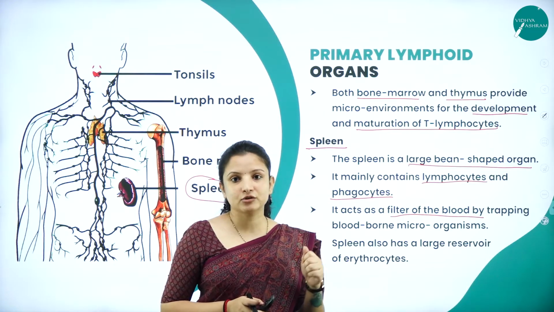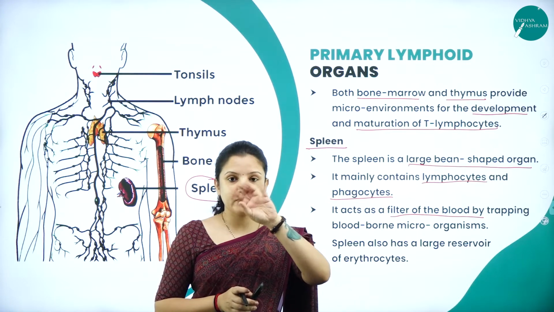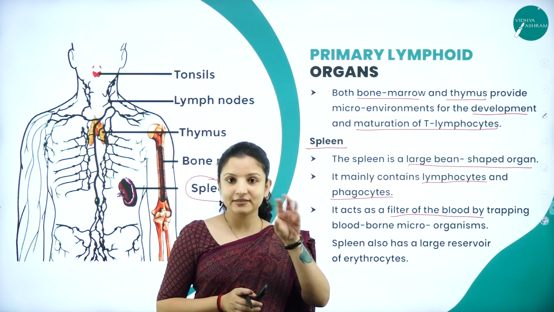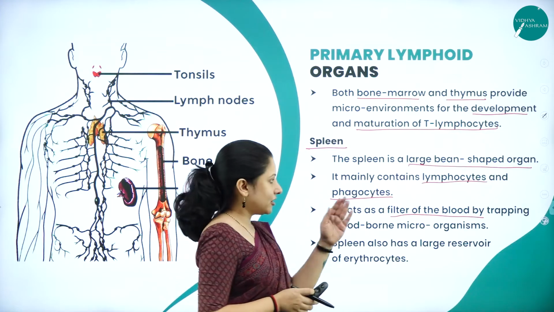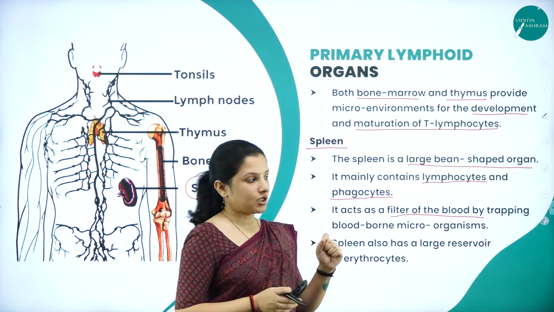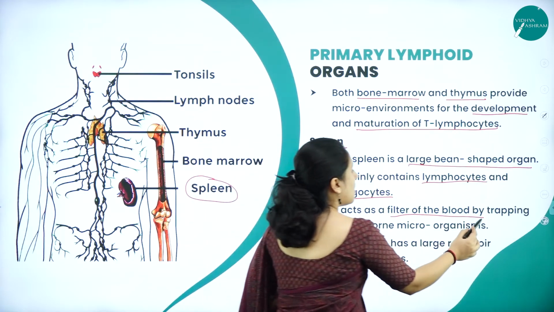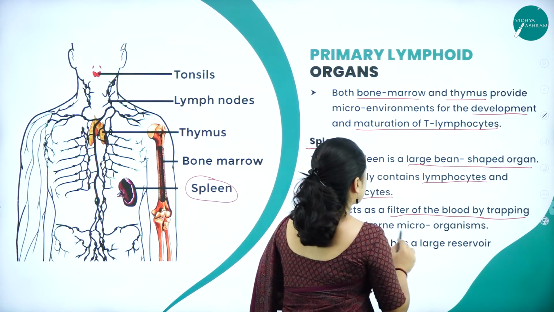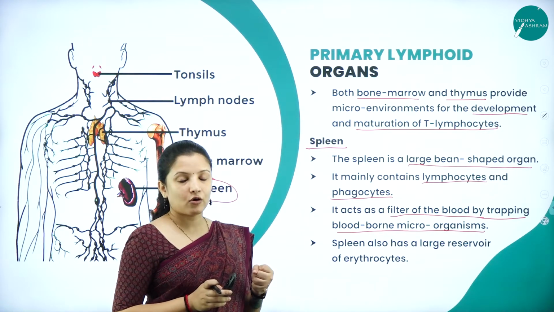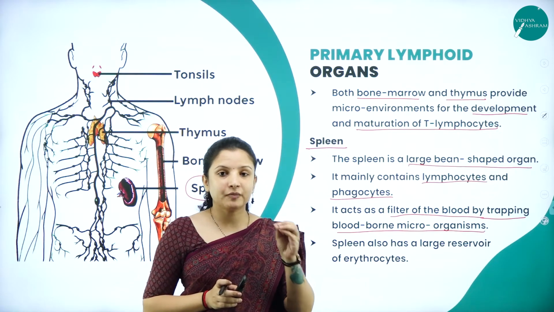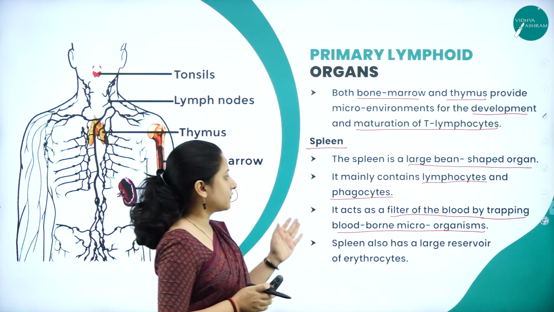What will those filters do? Any harmful dust particles or harmful pathogens in the air will get trapped in the filter, right? Just like that, here also the spleen acts like a filter, wherein it will filter the blood by trapping the microorganisms that are blood-borne. It will trap those microorganisms so that they will not spread to other organs. So that is the function of the spleen.